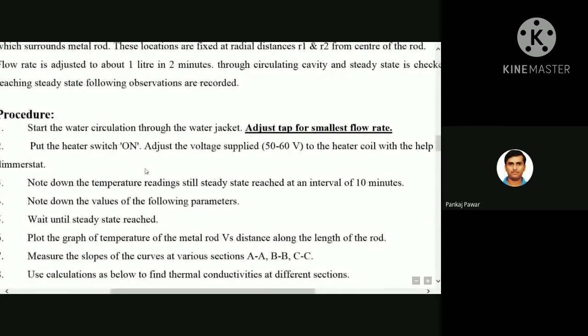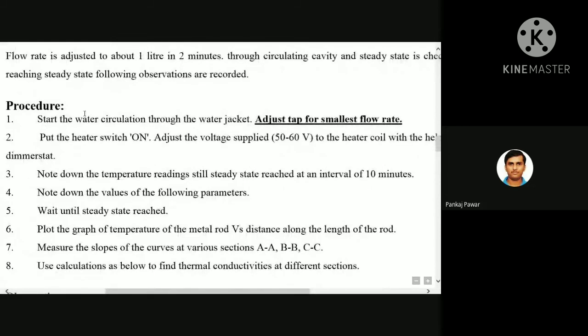You can go through the procedure. You can start the water circulation through the water jacket initially, then switch on the heater and adjust the heat input by adjusting the voltage supplied with the help of a dimmerstat. Then you have to note down the initial readings at the start of the experiment. After that, at an interval of 10 minutes each, you are going to note down the temperatures, T1 to T12. Clear? And you have to note down these temperatures or parameters up to steady state condition.